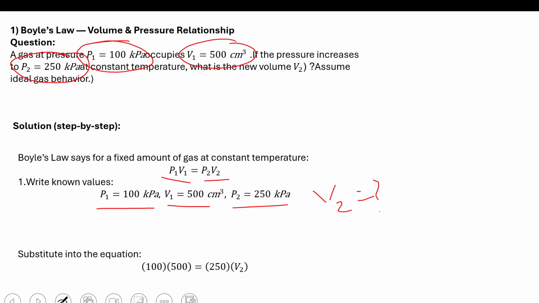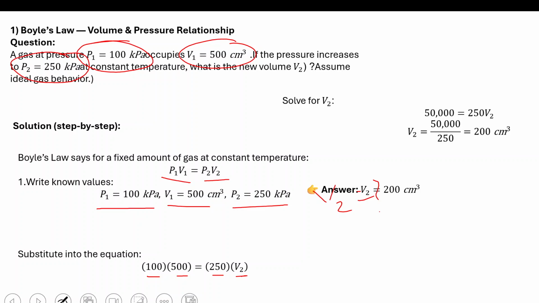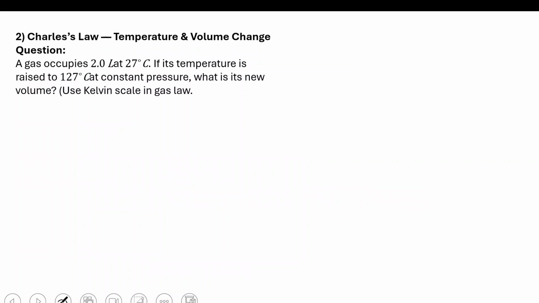Okay, so by the time you plug everything into the equation, you have your P1 as 100, your V1 as 500, your P2 as 250, and your V2 unknown. So you can make V2 the subject of the formula, and the final answer you get is 200 cm cube. So the next question is Charles law. Temperature and volume change. Okay, so at constant pressure, that's what Charles law is.